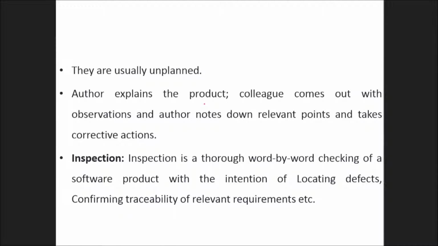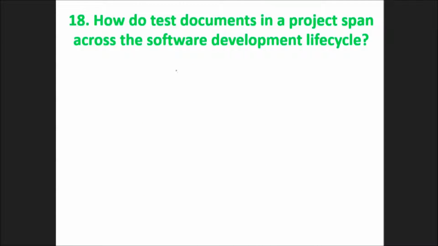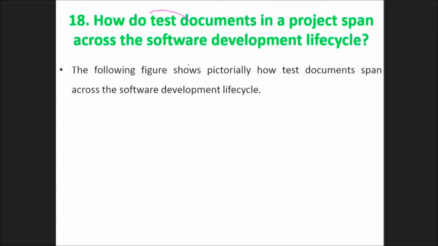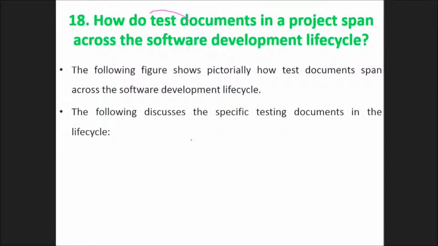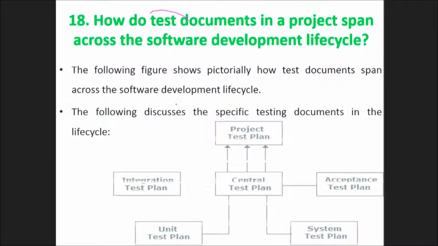Then there is inspection. Inspection is a thorough word-by-word checking of a software product with the intention of locating defects, confirming traceability of relevant requirements, etc. Now, how do test documents in a project span across the software development life cycle? We'll show you how test documents span across the SDLC, and we'll also see the specific testing documents in the life cycle.